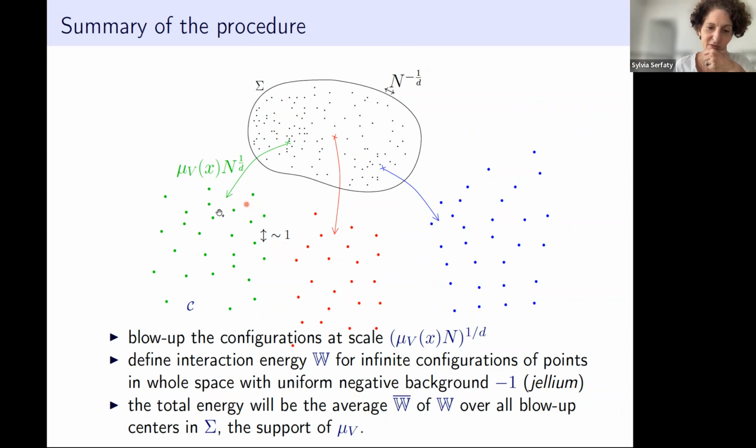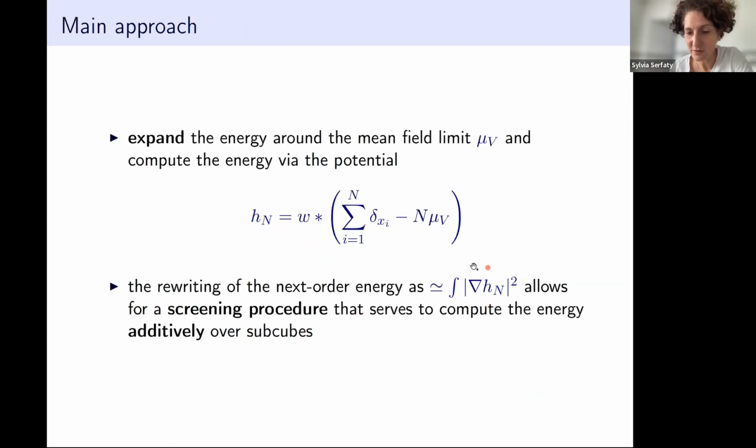Each configuration, here a green one, a red one, a blue one. For each configuration, when n goes to infinity, the configuration starts to fill up the whole space. So you have an infinite configuration of points together with a uniform negative background of charge density -1. So this in physics is called a jellium. Okay, an infinite configuration of point charges with a uniform background charge. And we define an interaction energy for the jellium that we call W. And how is it defined? Well, it's a sort of large volume limit of this Dirichlet energy.